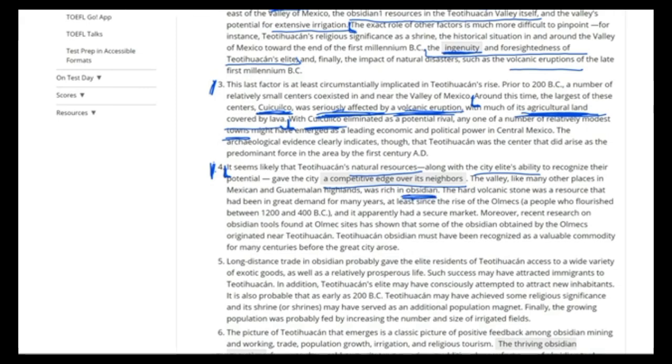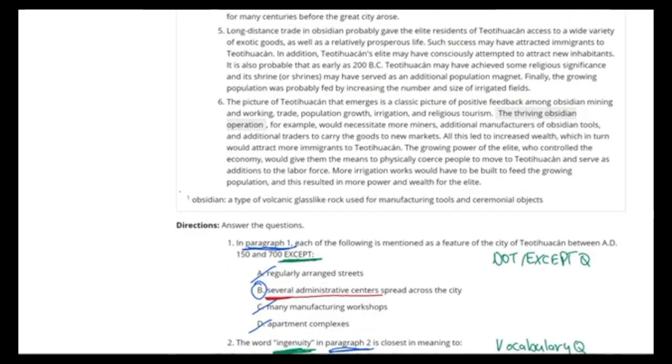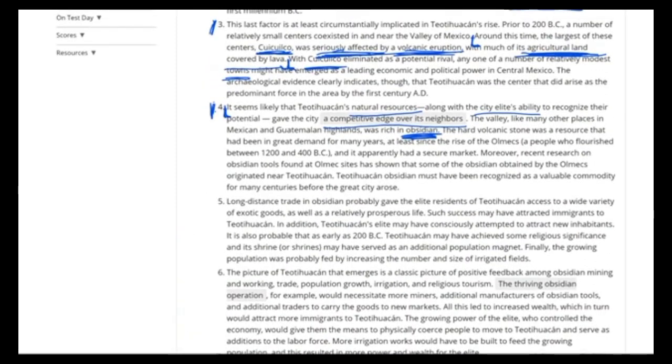So this is the natural resource they are talking about. They're talking about obsidian, and here at the end of the text you can see what obsidian is. It's a type of rock, so we don't need more information. It's a rock. That's fine. So it goes on, the hard volcanic stone was a resource that had been in great demand for many years, at least since the rise of the Olmecs, and it apparently had a secure market. So it had been in great demand, it had a secure market.